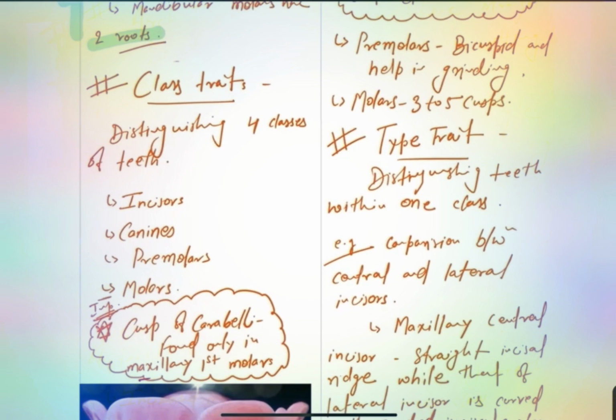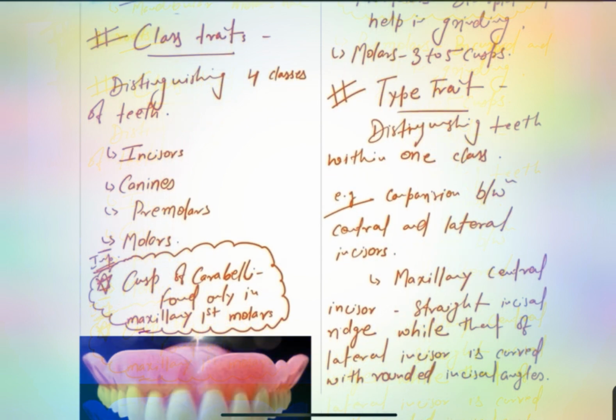Then class trait. Class trait distinguishes 4 classes of teeth. You know that there are 4 classes as we have seen in the previous video. I am repeating it again. You just go and watch that video, then move ahead. That is part 2 of the chapter. See, class trait distinguishes the 4 classes of teeth. The 4 classes are what? Incisors, canines, premolars and molars.